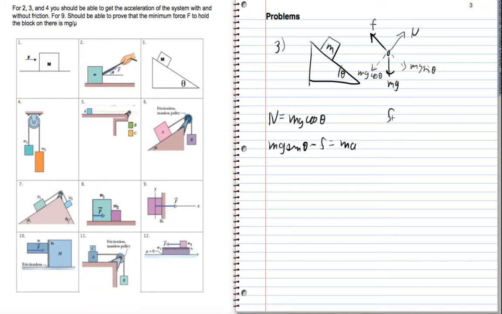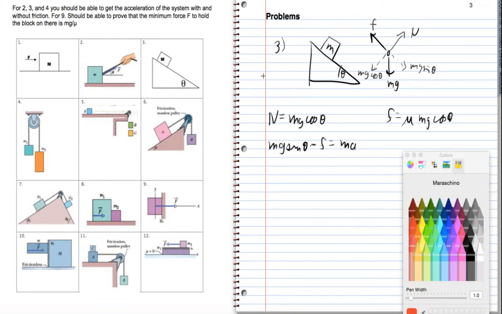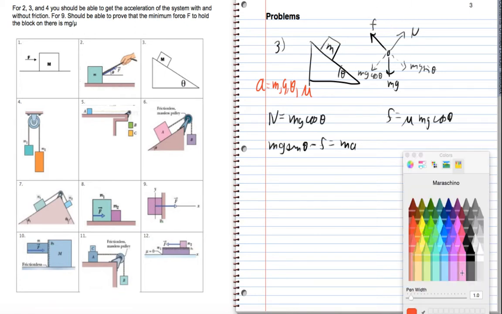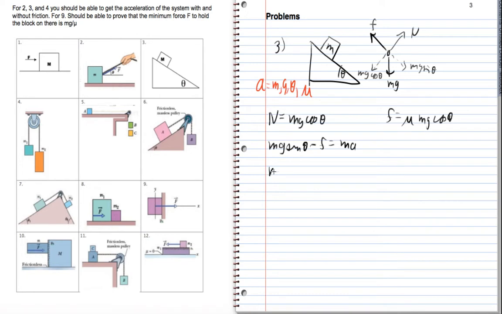Now let's get friction. So friction is mu times mg cos theta. And let's just remember, our goal here is I want to get the acceleration of the system in terms of g, theta, and mu. No other letter can be in my acceleration term. So now when I solve and substitute, I have mg sine theta minus mu mg cos theta equals m times a. All the m's cancel out, and it turns out my acceleration is equal to g times sine theta minus mu times the cosine of theta. And that's how we get the acceleration.